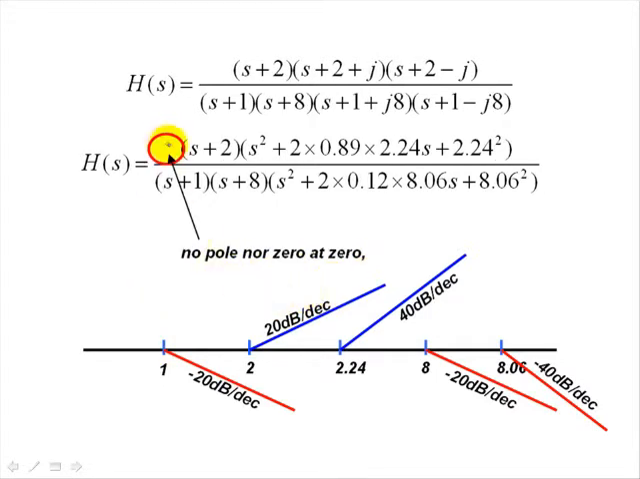In our transfer function, there is no pole or a 0 at 0, so the plot enters from the left, horizontally, that is, with a slope 0 decibels per decade, up to the leftmost 0 or pole in our sketch, which is 1 in our function. And then what?